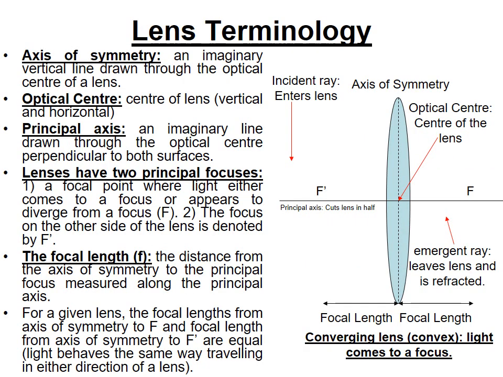So now we're going to take a quick look at the anatomy of a lens. We're going to start off by looking at the convex lens. The convex lens, again, is called convex because it bulges outwards on both sides. In reality, this is called a biconvex lens because it has two convex sides.